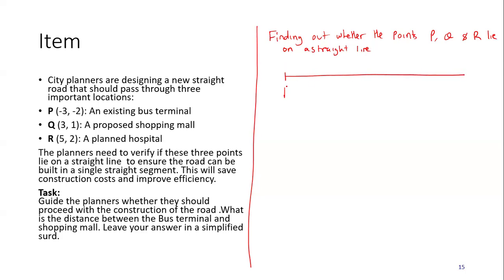This is my point P, this is my point Q, and this is my point R. Point P is given by (-3, -2). These are coordinates, and when they give you coordinates, you change them into vectors. Q is going to be (3, 1), and R is going to be (5, 2). Remember, P is where we have our bus terminal, this is the shopping mall, and this is the planned hospital.